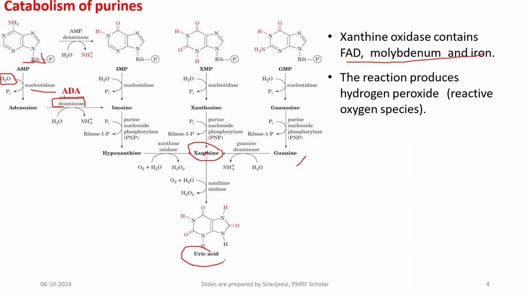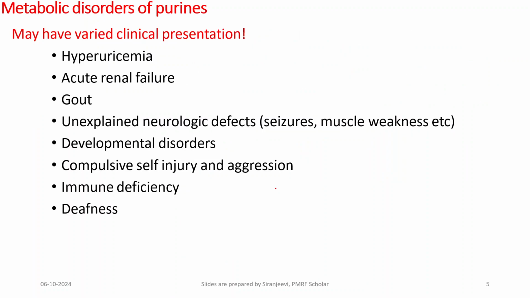So far we know that any purine compound, whether it is AMP, IMP, XMP or GMP, will finally be catabolized to uric acid. And this is one such example in the body where a reactive oxygen species is directly synthesized, such as H2O2, that is hydrogen peroxide.